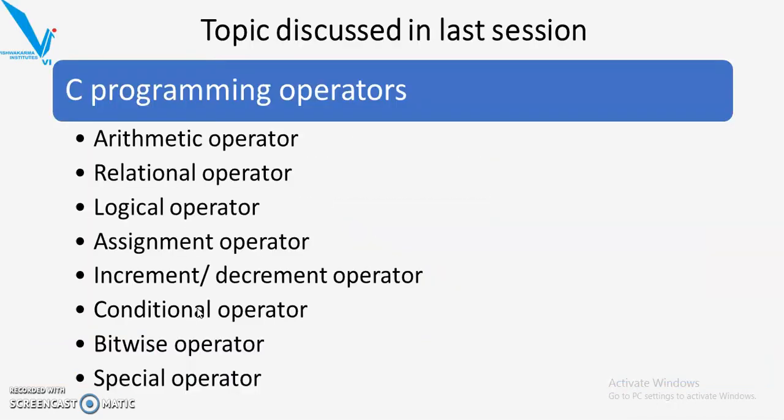First, we will have a recap of the last session. In the last session, we have covered the various C programming operators, that is arithmetic operator, relational operator, logical operator, assignment operator, increment, decrement operator, conditional operator, bitwise operator, and special operator.